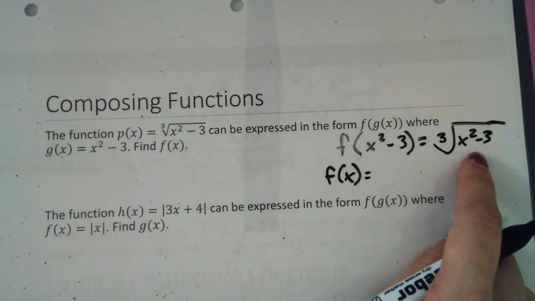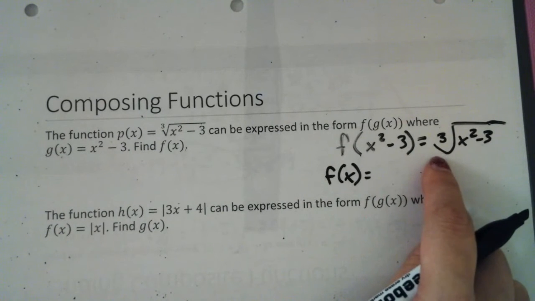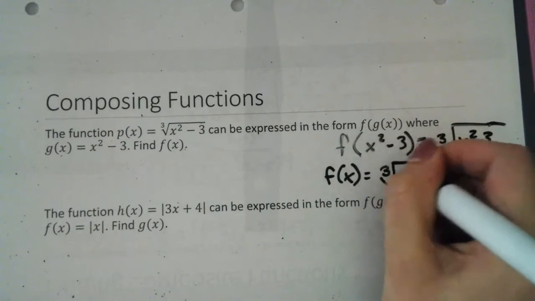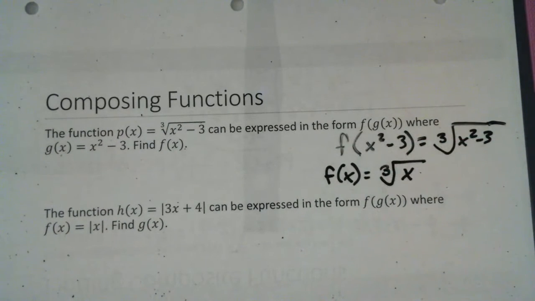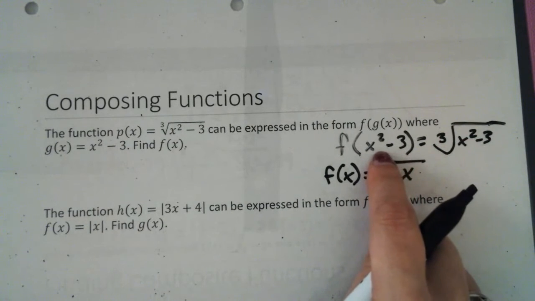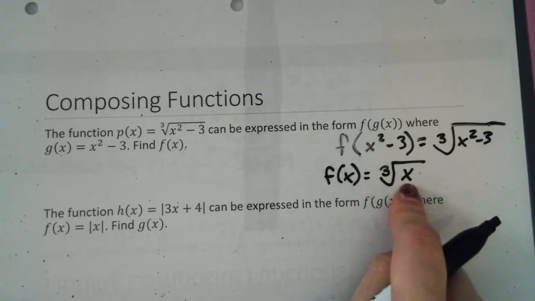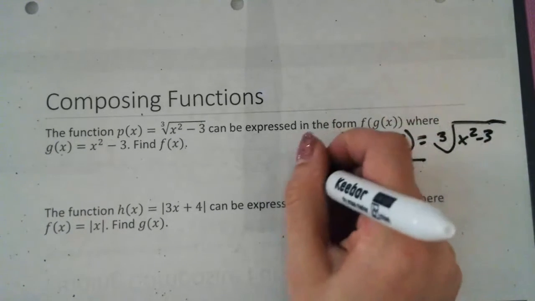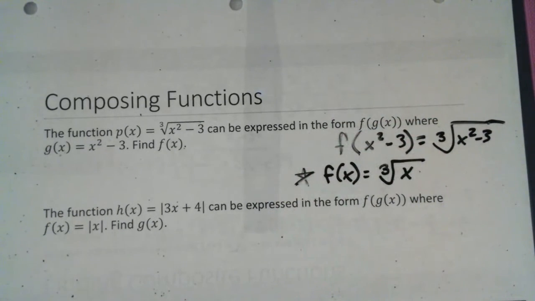Well, we already see the x squared minus 3 is under a cube root. So the function f I'm looking for is the cube root of x. Because if I take this x squared minus 3 and plug it in for x into this function, I get out what I want. So this is what I'm looking for. I know it's a little weird to think about at first, but after you try a few, you'll start getting the hang of it.